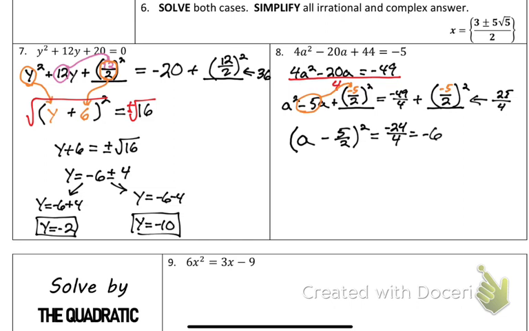How did you get rid of the negative 5a from the left side? Remember, it's buried in here. If you take a minus 5 over 2 times a minus 5 over 2, when you do your distributing, you'll get that negative 5a back out. It's built into this. Does that make sense? It's baked in here. That's why we picked this number.